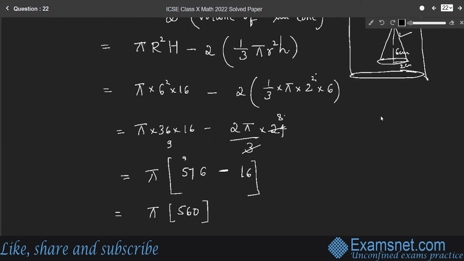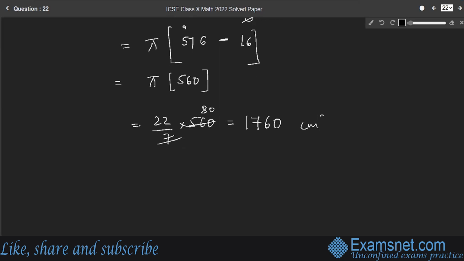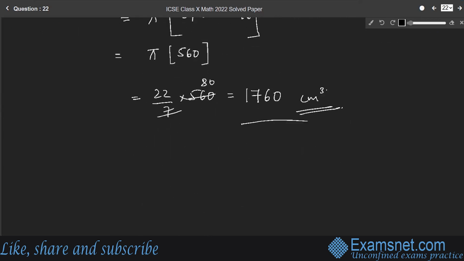So it is volume of the remaining solid. The unit is in terms of cubic centimeter, since the radius and heights are in centimeter, therefore volume is in centimeter cube. Therefore, volume of the remaining solid is 1760 centimeter cube.